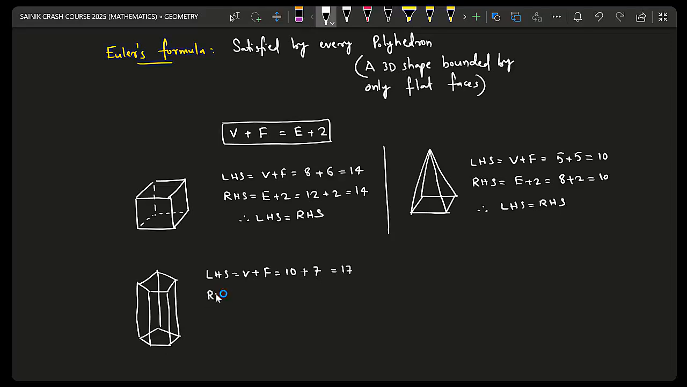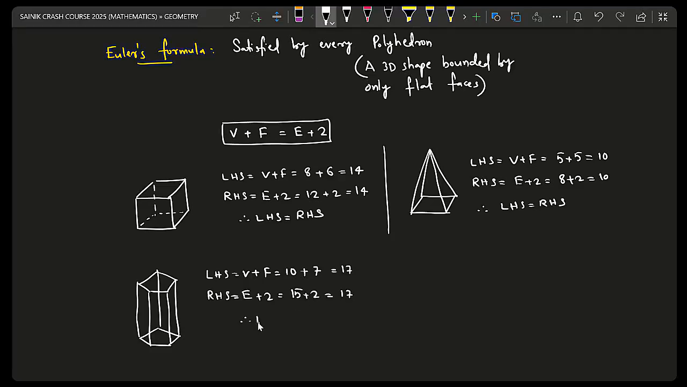Now RHS. RHS is E plus 2. What is E? E means number of edges. How many edges are there? Sir, 10. No. Sir, why? For bottom 5, for top 5, and lateral also 5 edges are there. Is this an edge or not? Yes, sir. Like that we have 5 more. Sir, 15. So it is 15, and add 2. 15 plus 2 is 17.